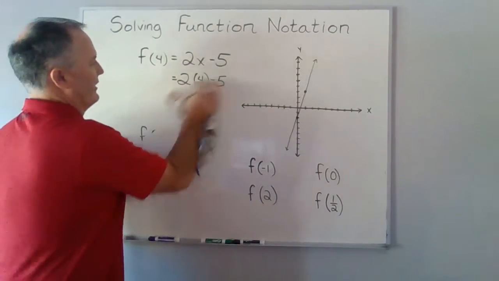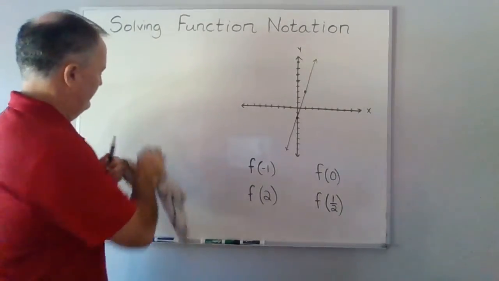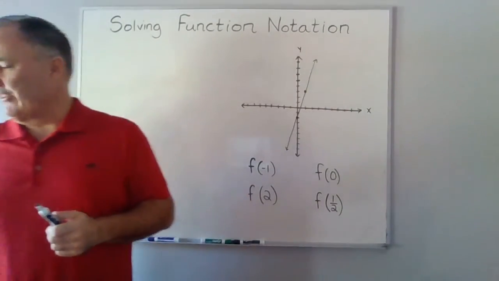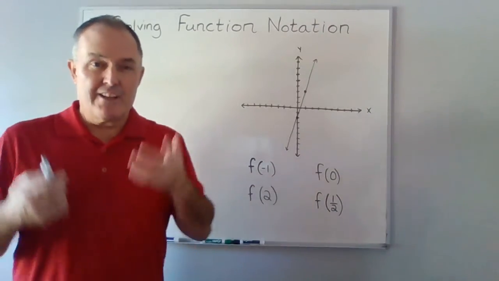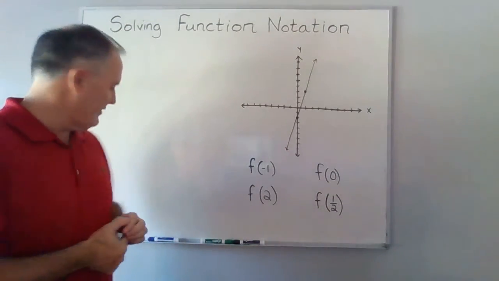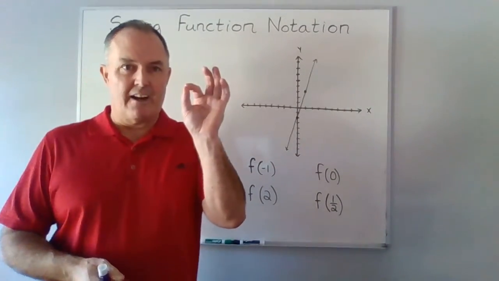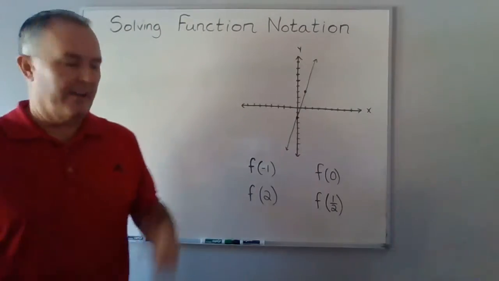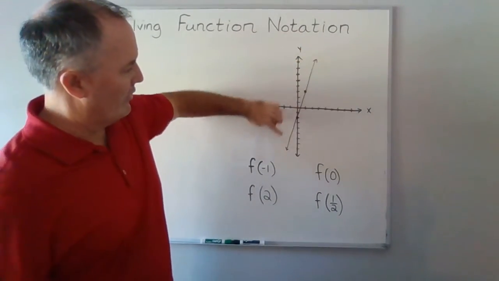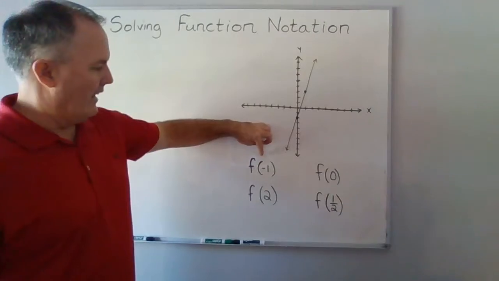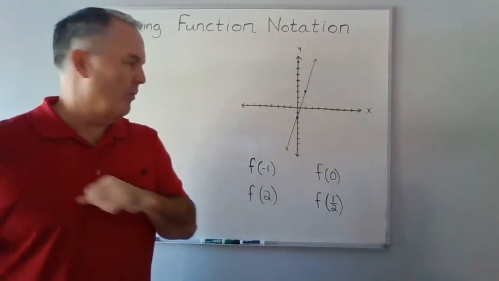What happens if you're given a graph? If you're given a graph, all you've got to do is find out where the x value is, go to the line on the graph, put a dot on that line, and then find out what the corresponding y value is. So here, we have a linear graph right here. It's f of 1. What does f of 1 equal? I'm sorry, f of -1.